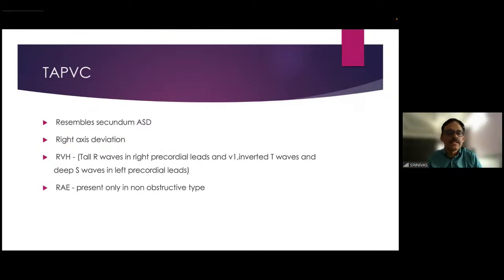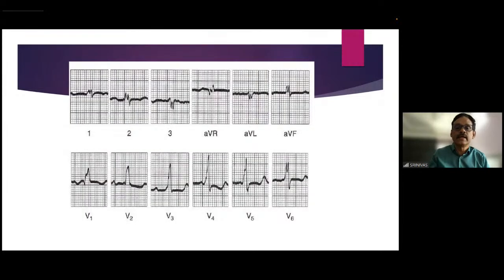So TAPVC will resemble a secundum ASD. Usually the TAPVC will have a large non-restrictive ASD. So there will be right axis deviation and right ventricular hypertrophy, which is represented by tall R waves in the right precordial leads, and inverted T waves and deep S waves in the left precordial leads. Right atrial enlargement also will be there. I am sure you know the criteria for chamber enlargement on ECG. Now here you see there is an RBBB type RVH with right axis deviation in the limb leads.